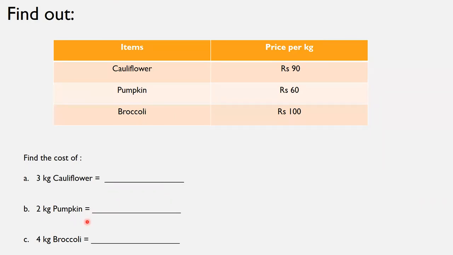2 kg pumpkin will be 2 into rupees 60, which is rupees 120. And 4 kg broccoli will be 4 into rupees 100, which is rupees 400. So you see the answers here.